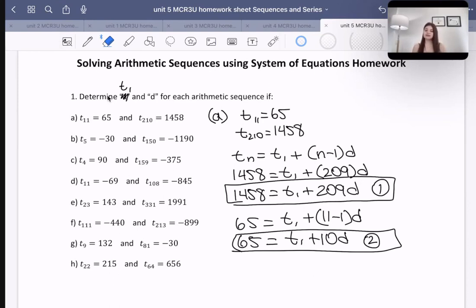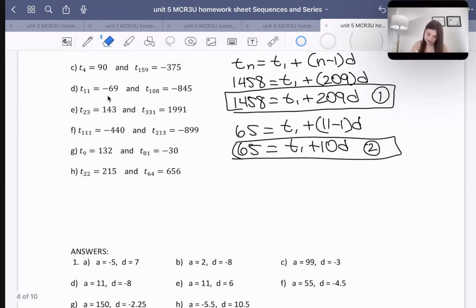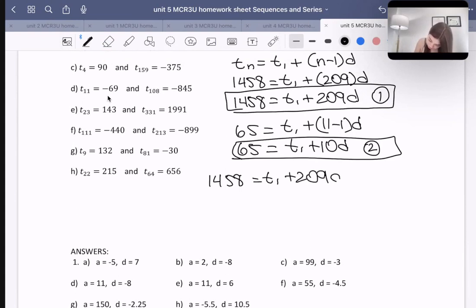But in this situation, I'm going to use elimination. However, substitution will work just as well too. It'll just maybe take a couple more steps. So let's do that. Let's use elimination. I'm going to put these equations right next to one another. And here we have 65 equals t1 plus 10d. All right, so now I'm going to subtract this one.